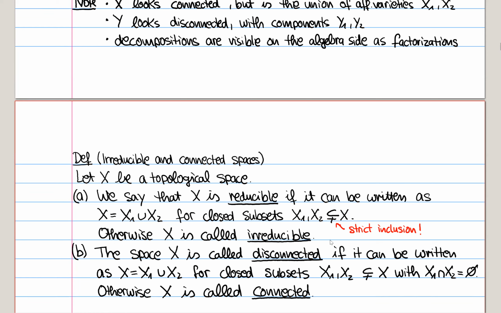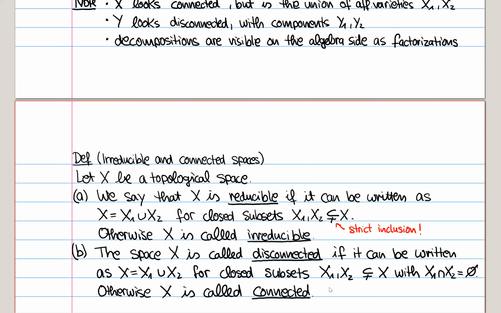If something is not reducible, it cannot be reduced into smaller parts, then we call it irreducible. And the second definition is very similar in this regard. We say that X is disconnected if it can be written as such a union of two proper subsets closed in X, and now we also require that their intersection is empty. That's a stronger condition. And if this is not satisfied, if X is not disconnected, then we call it connected.